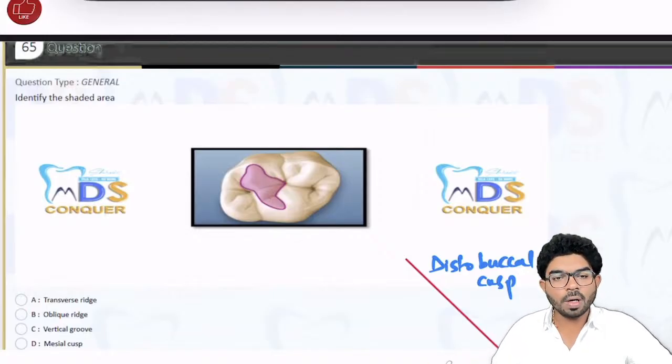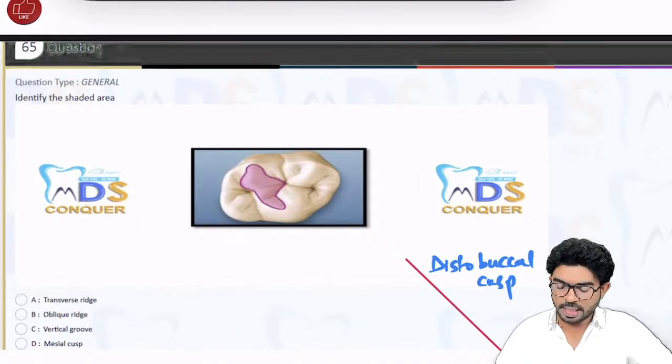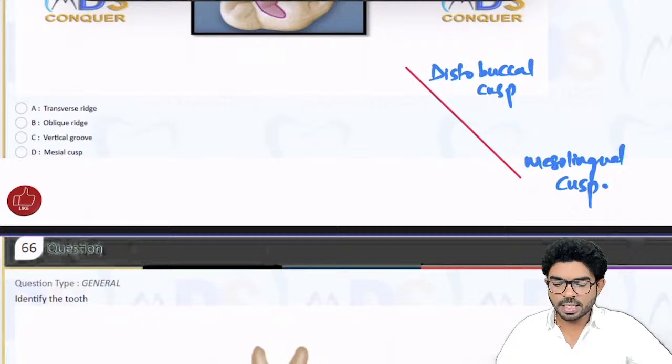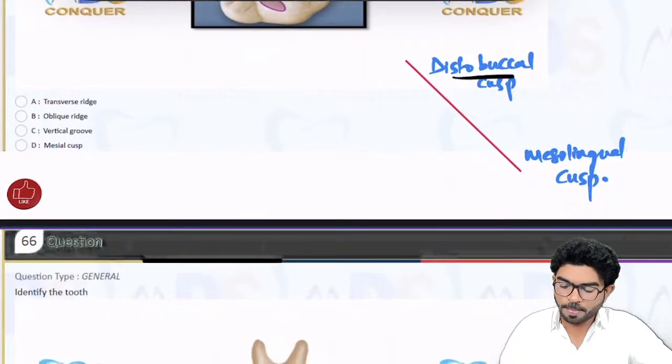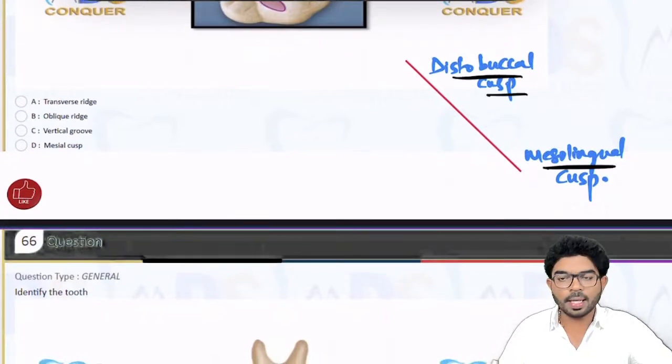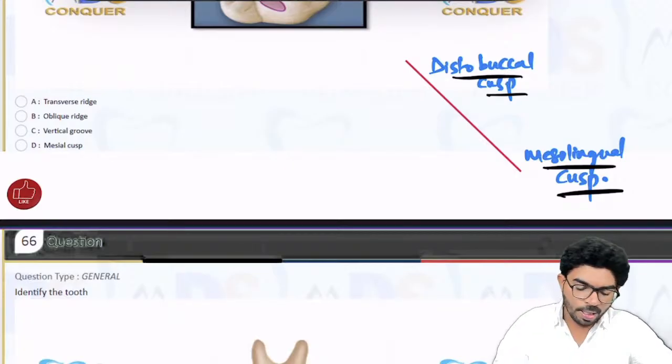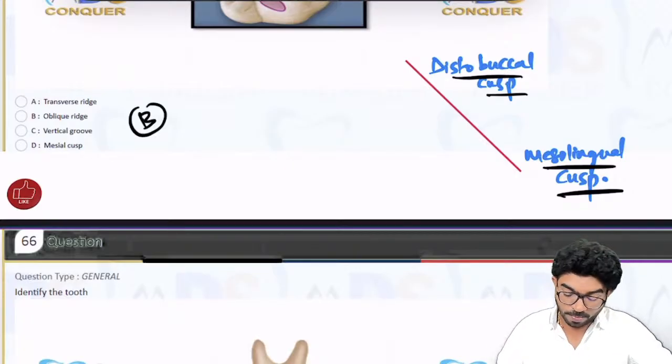So they're talking about the oblique ridge. Oblique ridge connection is again a question which is given in the same paper. Okay, oblique ridge starts from the distobuccal cusp to the mesiolingual cusp. Distobuccal cusp and mesiolingual cusp together are going to form the oblique ridge. The answer is option B.